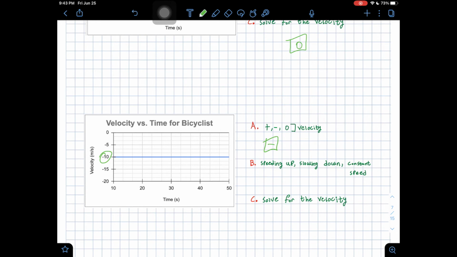It's asking if it's speeding up, slowing down, or at a constant speed. Well, there's no change in our velocity throughout these 50 seconds or the time interval, so we're going to say it's at a constant speed. Finally, we have to solve for the velocity. Well, it's given to us as being negative 10.